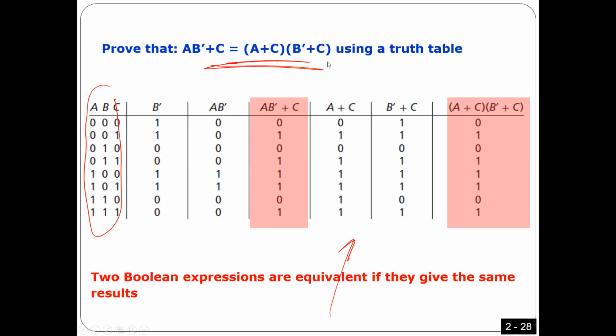It's the same thing for the other term. In order to calculate this term, I have to get A or C. That's what I get here. Okay, we have A and C, I did OR. And then B prime or C, I did it here, okay? And then I do AND. Then I compare both of them together. Any questions? This is using truth table.